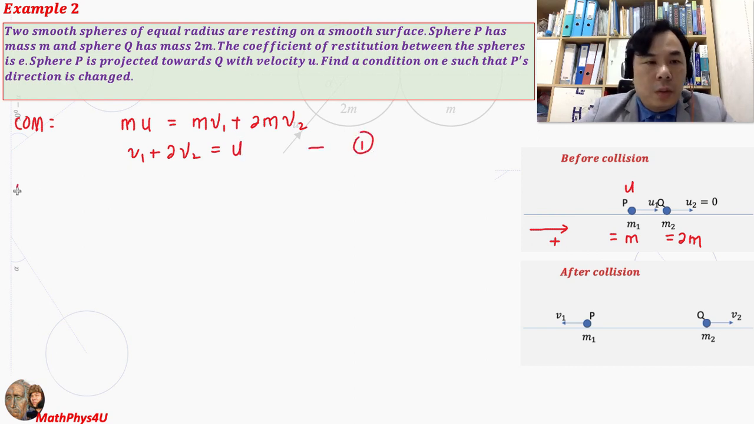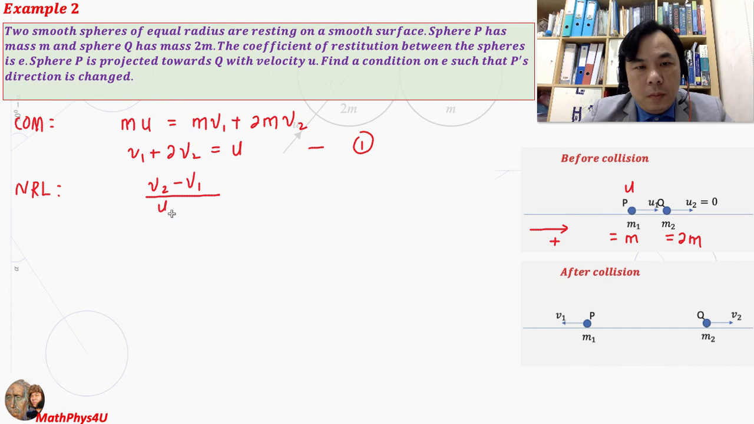Okay, and then next we're going to apply Newton's restitution law. Using Newton's restitution law, I'm going to use v2 minus v1 as usual, divided by u1 minus u2, is equal to the restitution e. So from here I notice that u2 is 0 and my u1 is u, therefore I can arrange this as v2 minus v1 equal to eu.